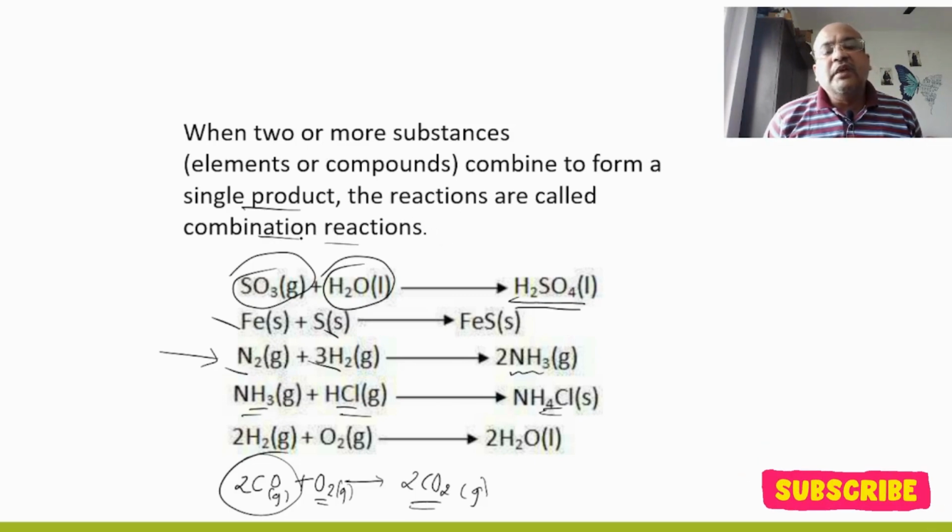So a question can come: give an example where both the elements react. In that case you need to give such an example. And if the question comes, give an example where one compound and one element react, then what? At that time the examples will be very specific to answer.